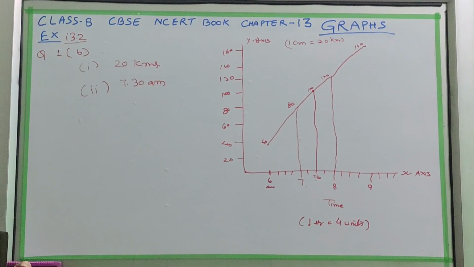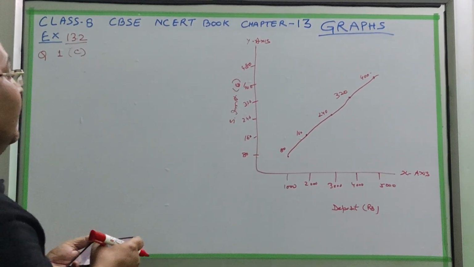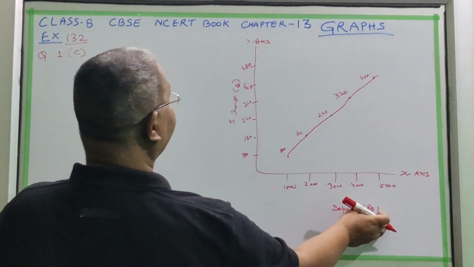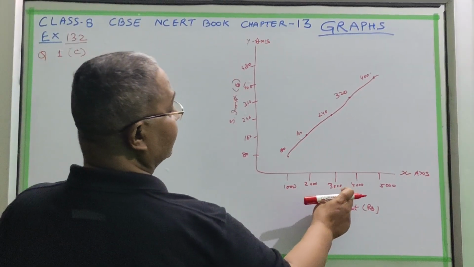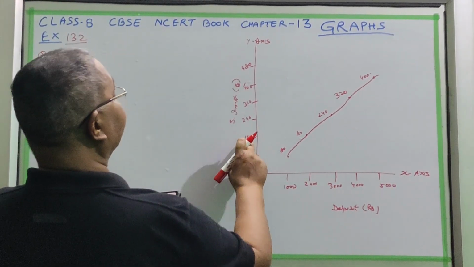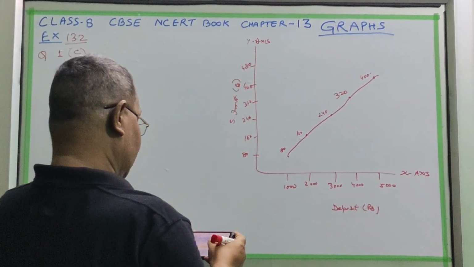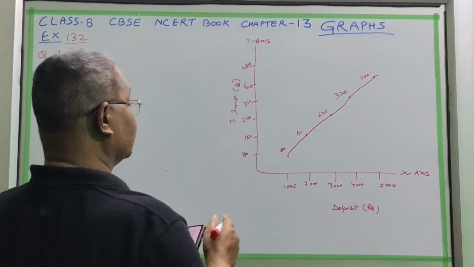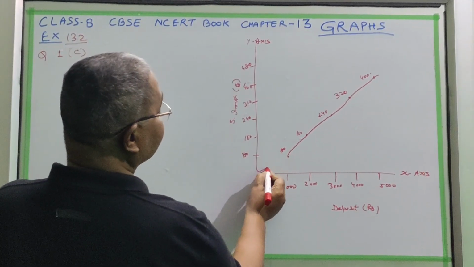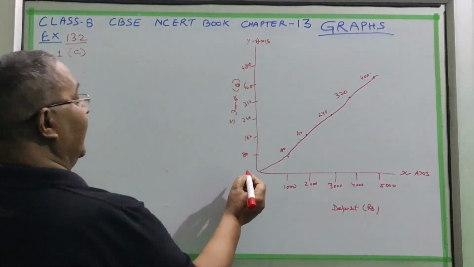Answer, okay. Question number 1C we are going to do. Here deposit we have taken 1,000, 2,000, 3,000, 4,000 and 5,000. And here interest 80, 160, 240 like this. So does the graph pass through the origin? It will pass through the origin because it is a straight line. When it is a straight line, it will pass.